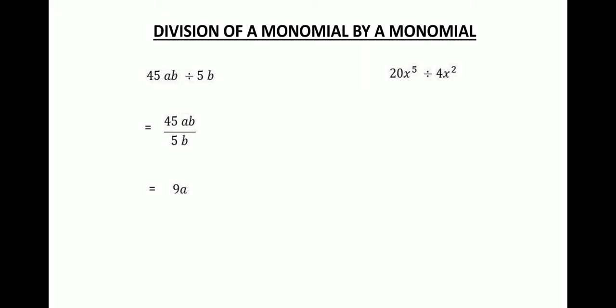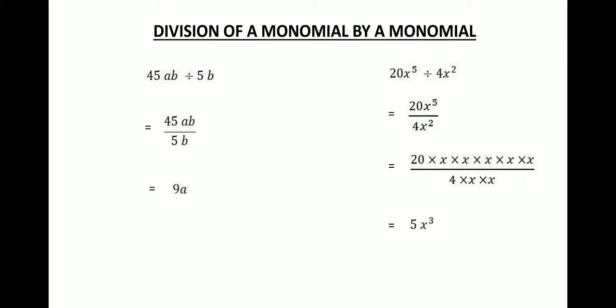Next, similar type of question, 20x to the power 5 divided by 4x squared. So first thing that we are going to do is write them in fraction form. So, 20x to the power 5 and denominator 4x squared. Let's try to understand it in a better way. 20x to the power 5 can be written as 20 into x into x into x into x into x. And 4x squared can be written as 4 into x into x. Now, here, 4 can divide 20 5 times. And two of the x's down there in the denominator can cancel two of the x's in the numerator, and thus the left out x's on top will be x x x. That means x into x into x. That will give us x to the power 3. So 4 will divide 20 5 times and the left out is x to the power 3.